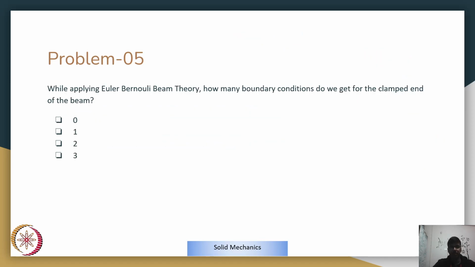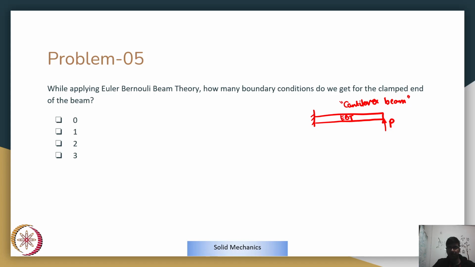Problem 5. When applying Euler-Bernoulli beam theory, how many boundary conditions do we get for the clamped end of the beam? So this is my beam, and it is clamped on the left hand, and suppose I am applying some load P on the right hand. This is your classic cantilever beam problem. And we are using the Euler-Bernoulli beam theory model.